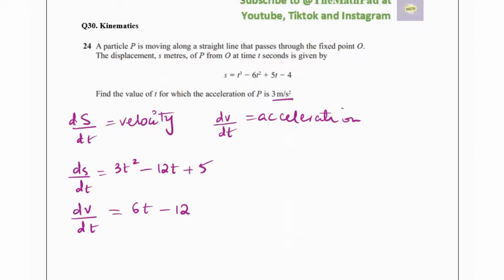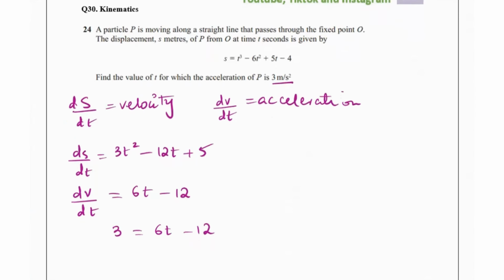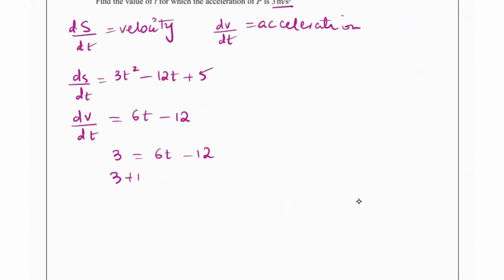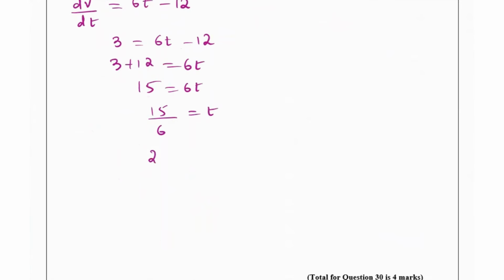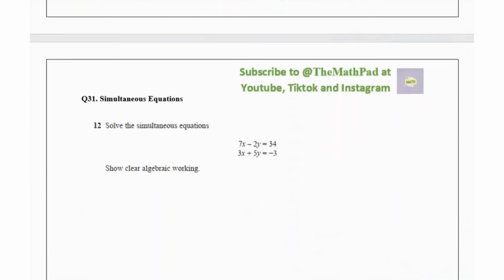Now I have to find the value of t for which acceleration of p is 3. So 3 equals to 6t minus 12. 3 plus 12 equals to 6t. 15 equals to 6t. 15 divided by 6 equals to t, which is going to give us 2.5. So 2.5 seconds is the time at which the acceleration is 3 meters per second square. That is your answer.